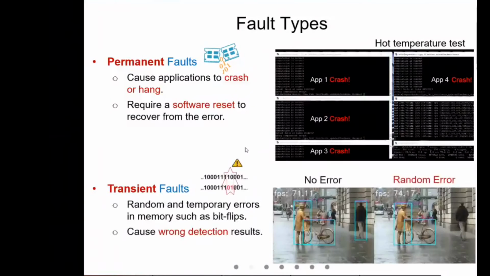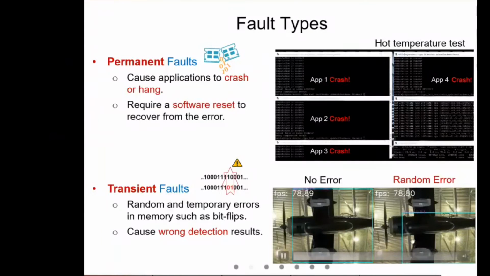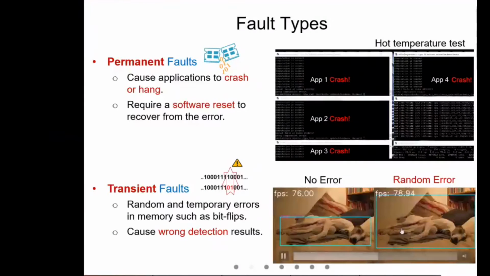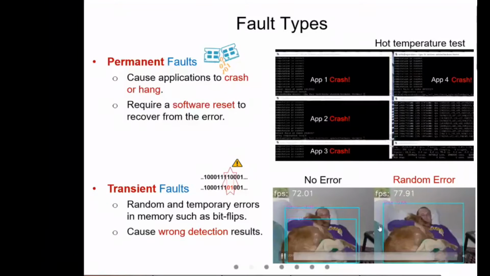So what about the transient fault? A transient fault is a random and temporary error in memory, such as a bit flip, where 1 goes to 0 and 0 goes to 1, and it usually causes a wrong detection result. For example, if we inject some random error, it can produce a false positive, detecting more objects than there are, or a false negative misdetection, and sometimes it can even misdetect a human.